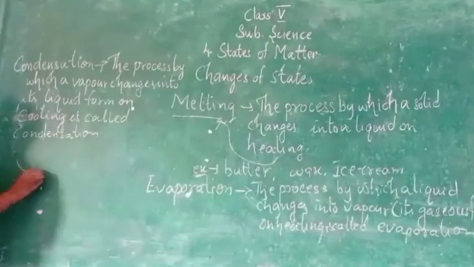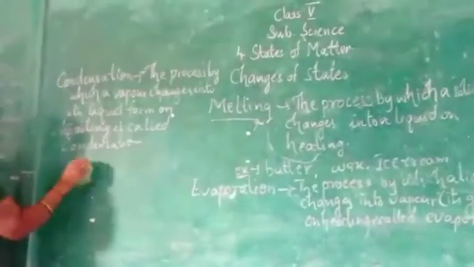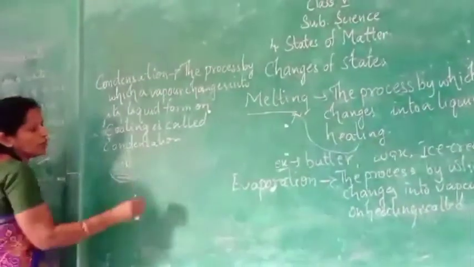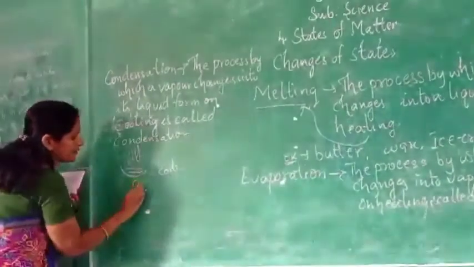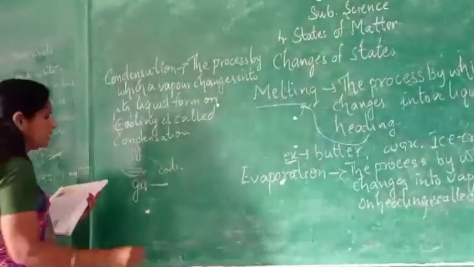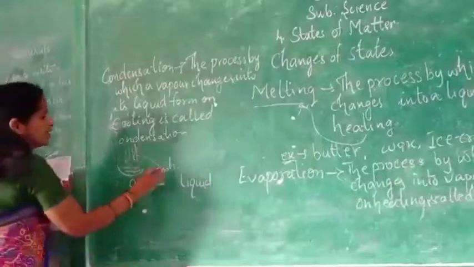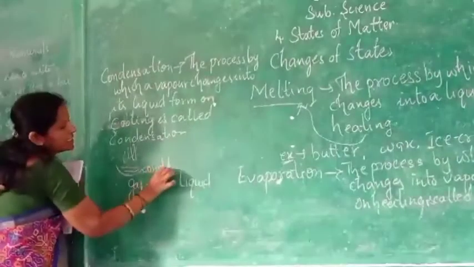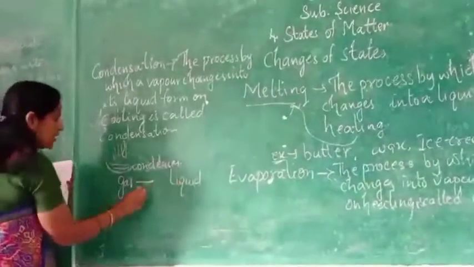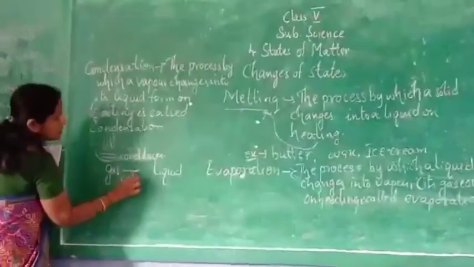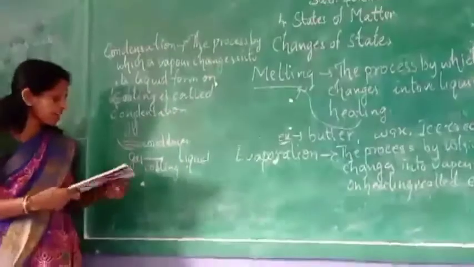We kept this water for vapor. These water vapors are there now. This water vapor is changing into liquid due to cooling. Gas changes to liquid; this condenses. This form is called condensation.